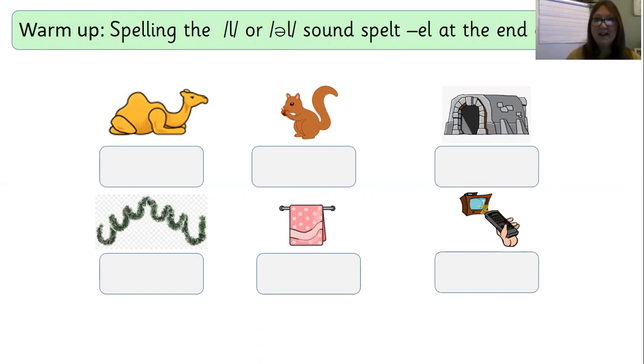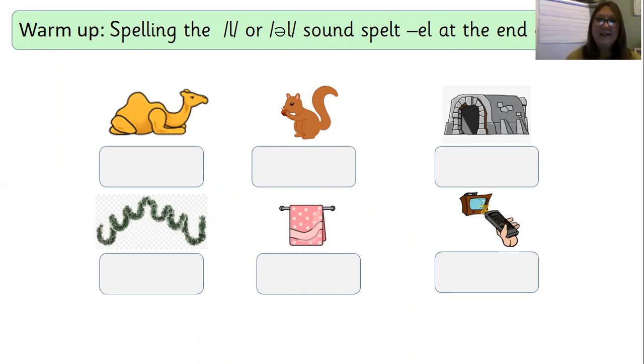Your next word I'd like you to spell is squirrel. Sound it out if you need to. Check if it looks right. There could be some letters in here that could catch you out. But the most important thing is think what goes at the end.